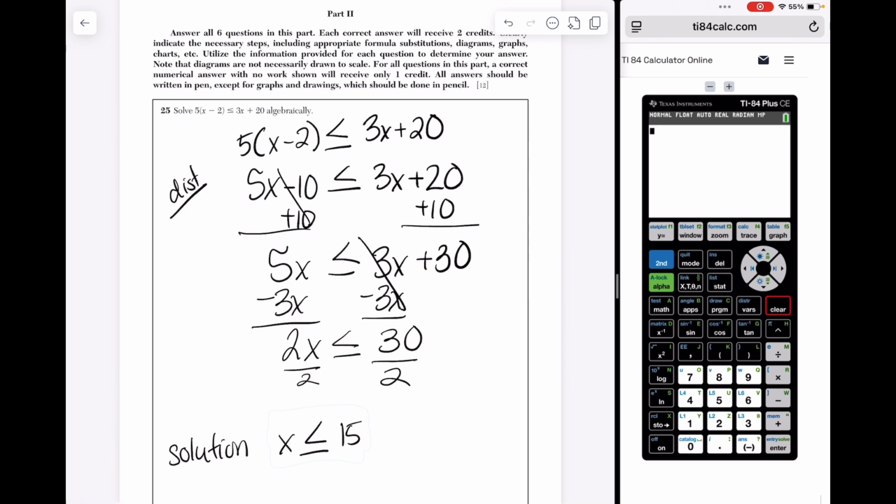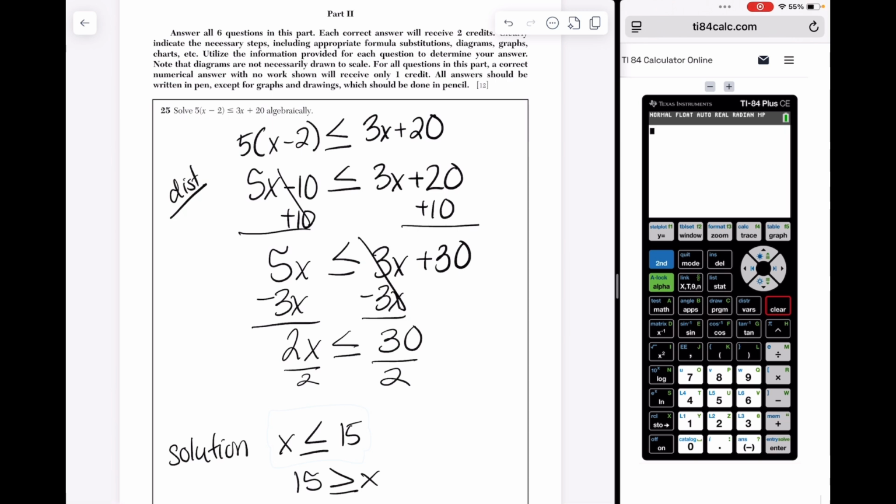You just had to ensure that you have the correct zero pairs, and that when we are adding or combining any like terms, you're doing it accurately considering your positive and negative numbers. But in the end, that's the solution you would have gotten. Or if you had done it the other way around, 15 is greater than or equal to x.